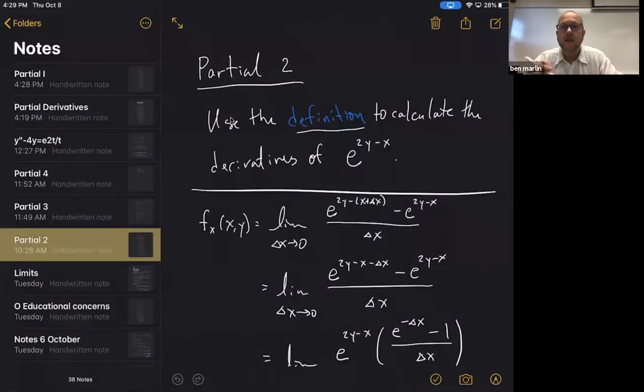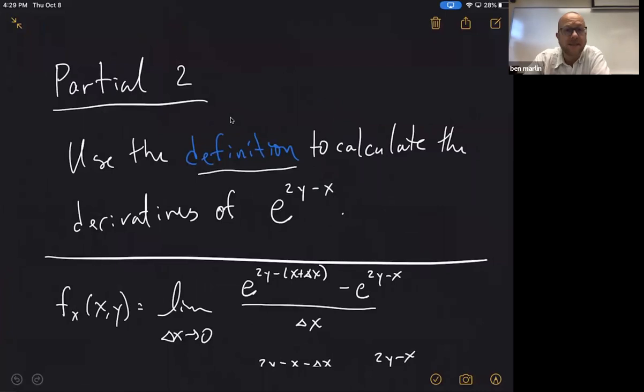All right, so let's take a look at another example here where we're using the definition, all right? This time we're using the definition again, but we're using it to calculate the derivatives of e to the 2y minus x, all right?